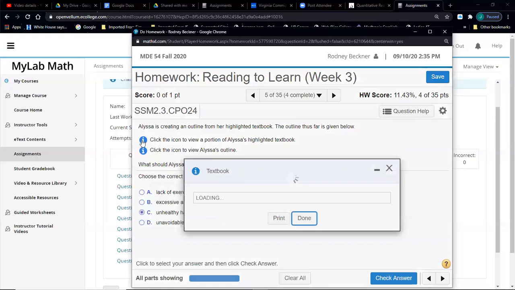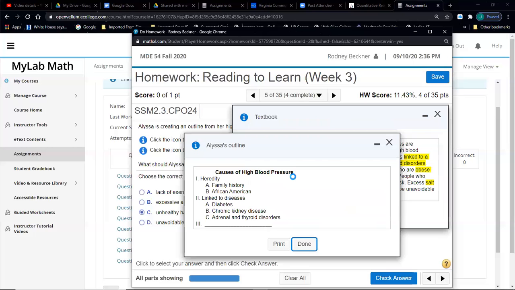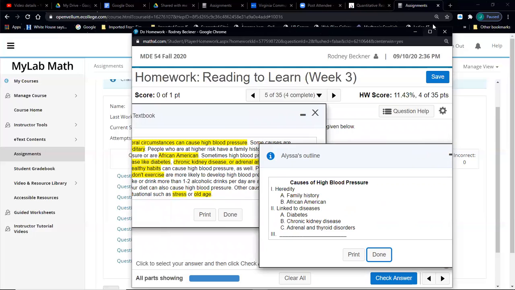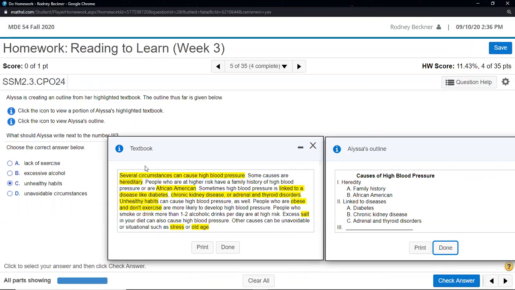So let's see if this one is different from this one. And it is, like it should be. So here's the textbook. Let me maximize this so we can get everything up here. And then Alyssa's outline. Perfect. So she was creating this outline from the textbook from the highlighted sentences. What should she write next to the number 3?